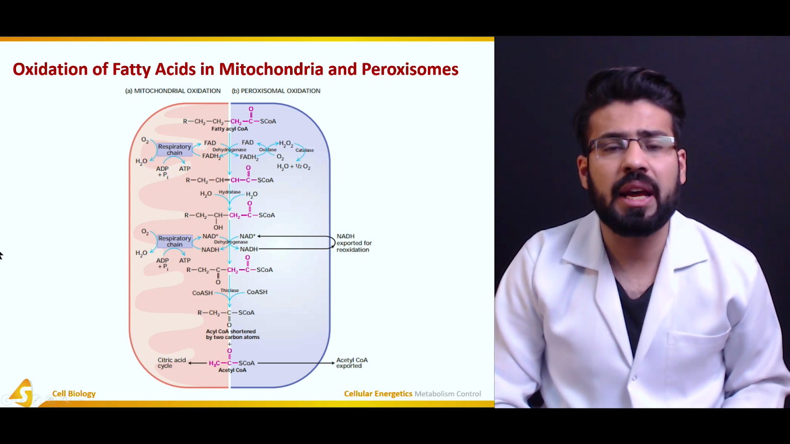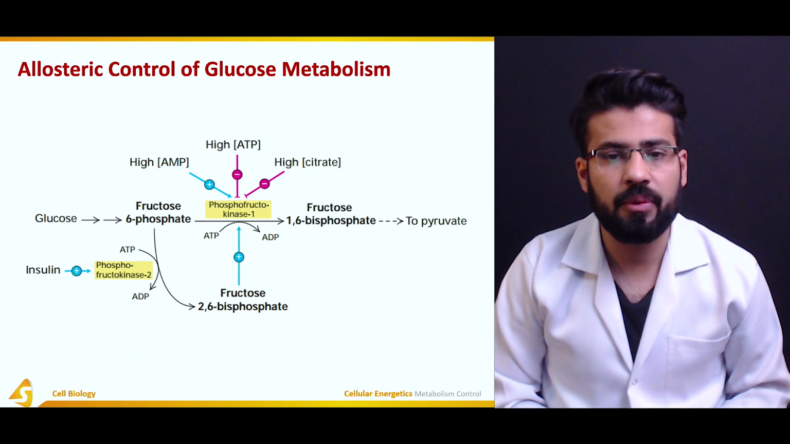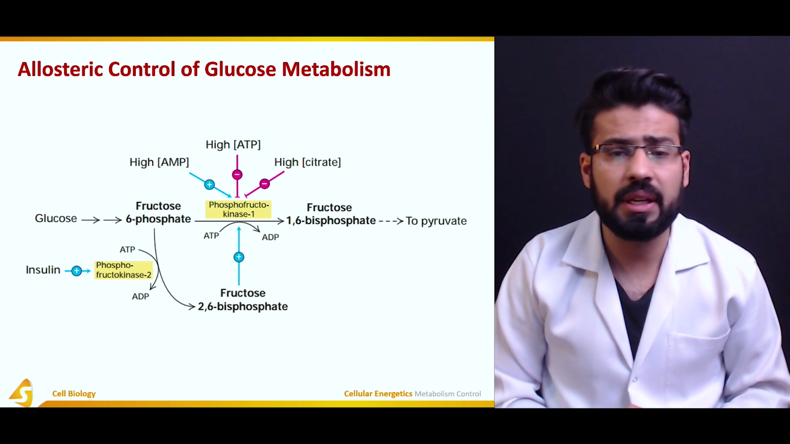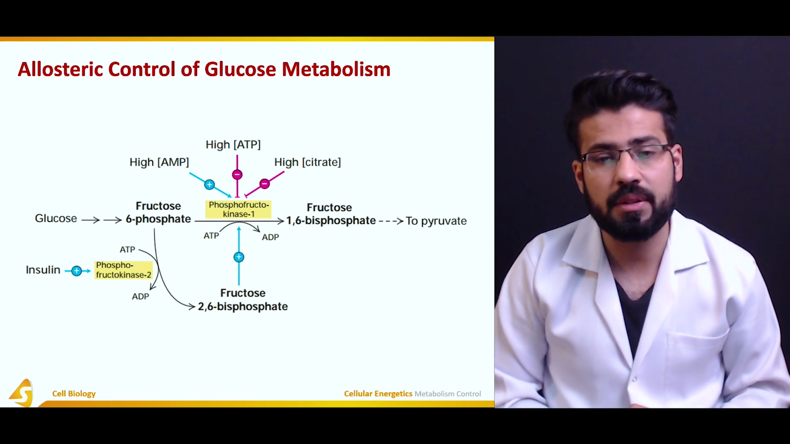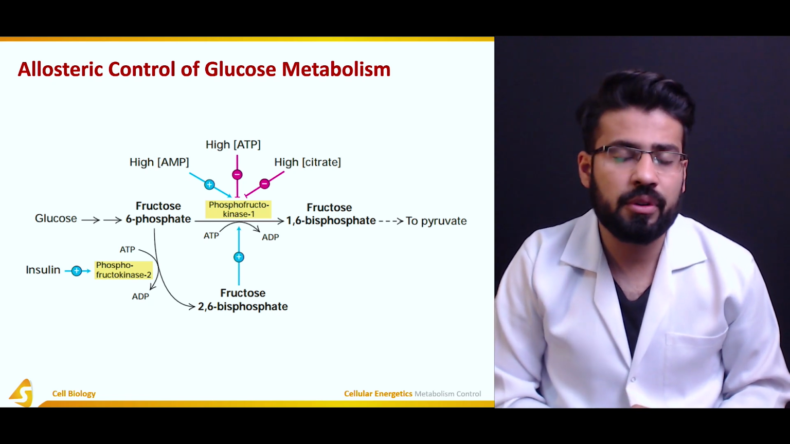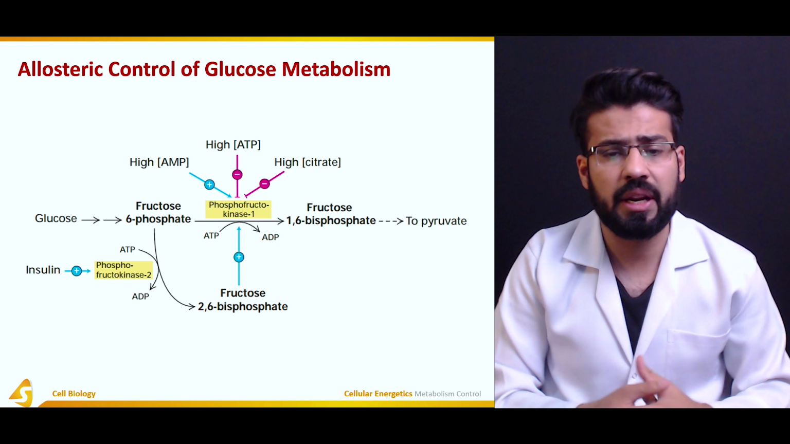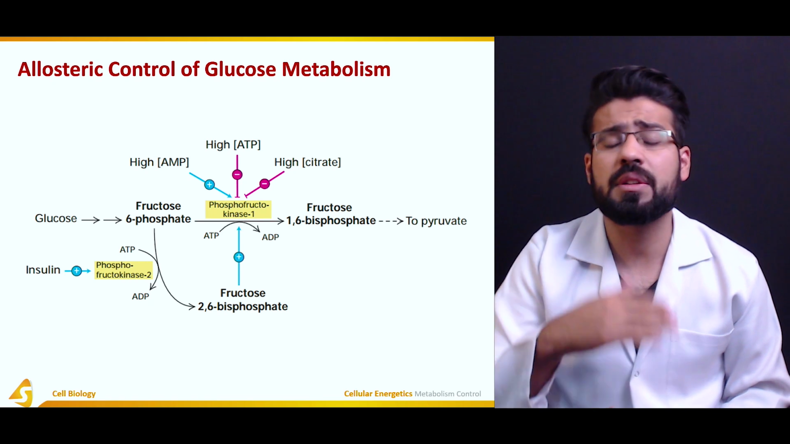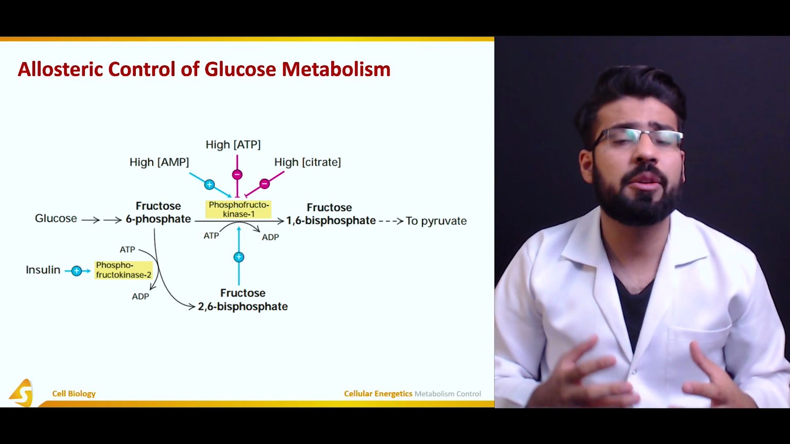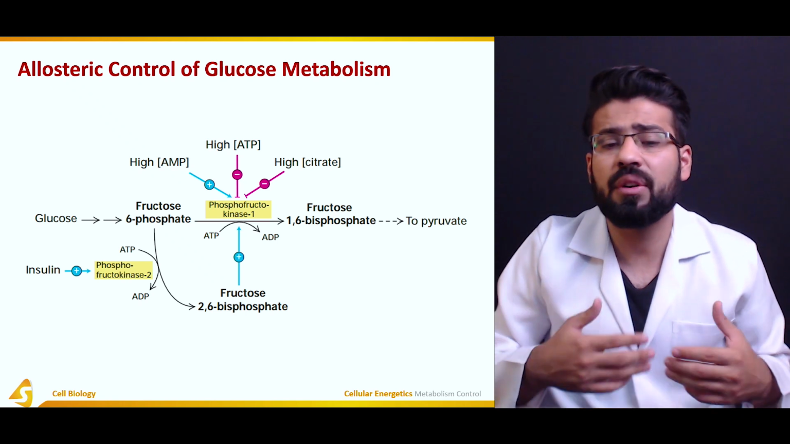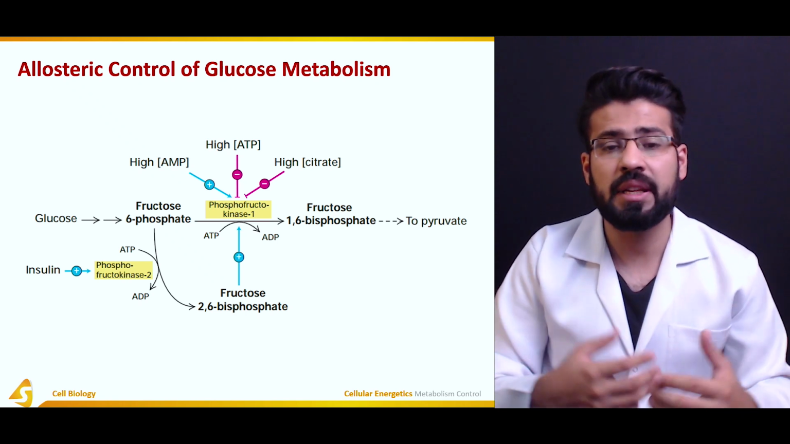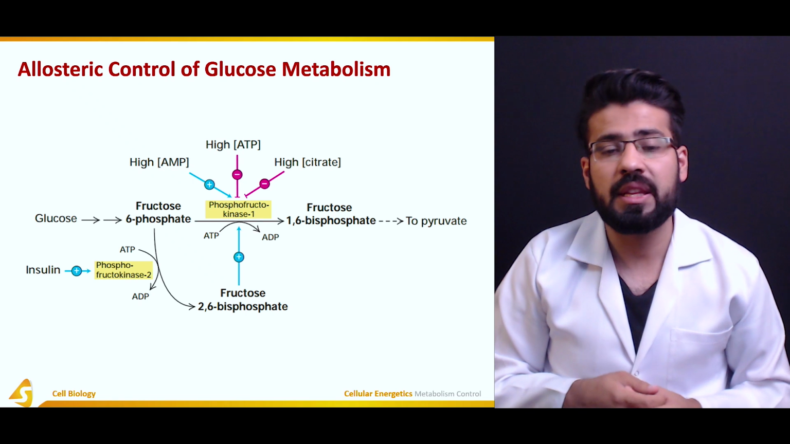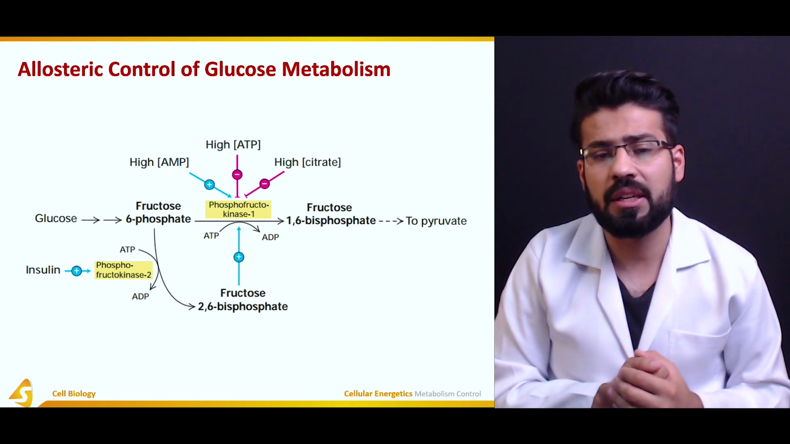So moving towards the allosteric control of glucose metabolism, we have phosphofructokinase 1, an enzyme that plays a critical function in the allosteric control of glucose metabolism. Now, this phosphofructokinase is going to be positively regulated by fructose 2,6-bisphosphate, which is produced when the insulin levels are high. So, in the presence of insulin, it means that the glucose levels are high. The high level of insulin is going to favor the conversion of fructose 6-phosphate to fructose 2,6-bisphosphate with the utilization of a molecule of ATP.